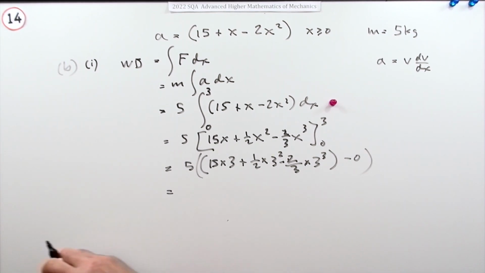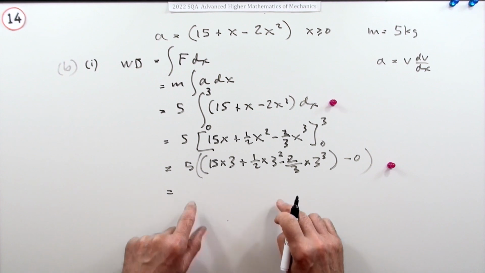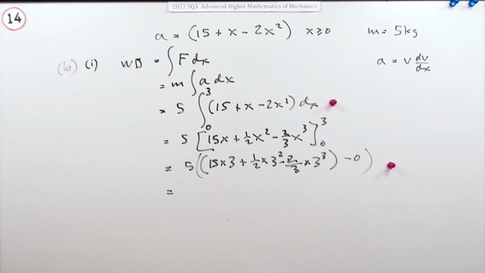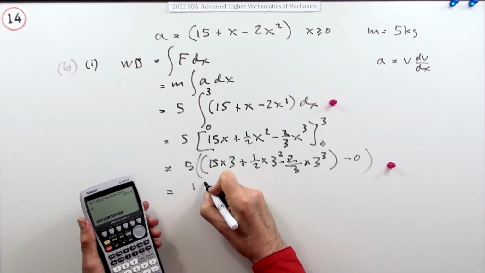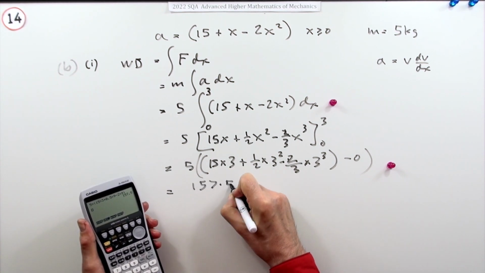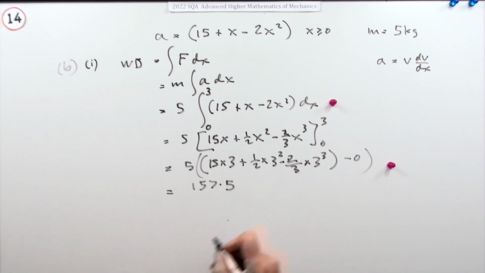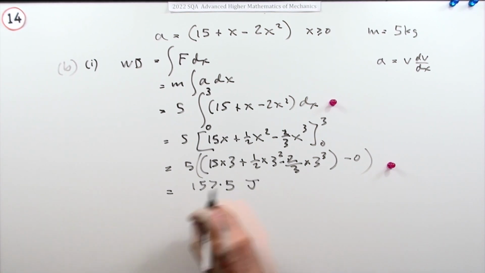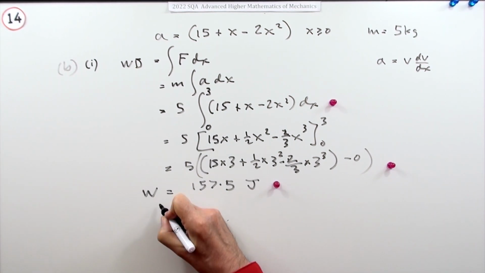So having that, integrating it, that gets a mark, and then the last mark's for this answer for the work done. So pressing the buttons gives you 157.5. So that would be joules for the last mark for the work done.